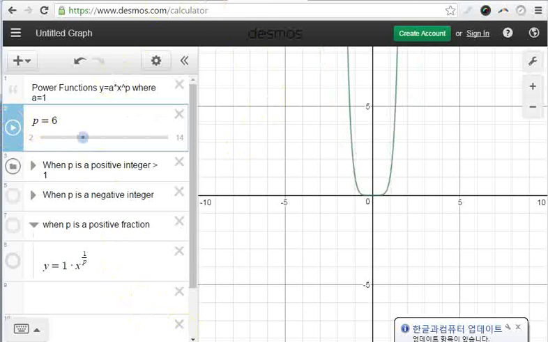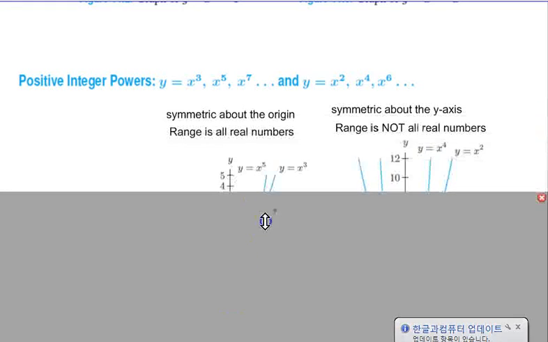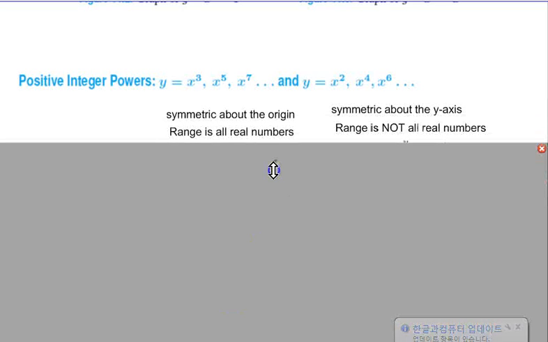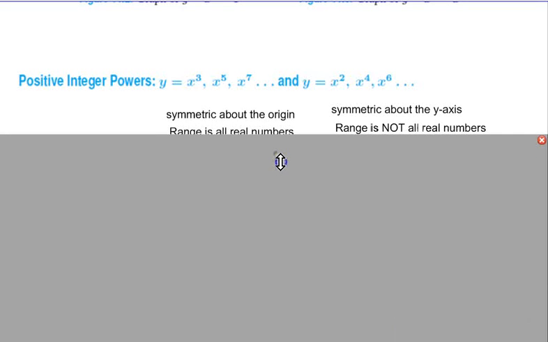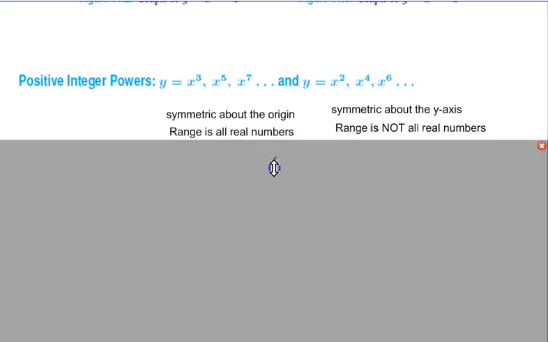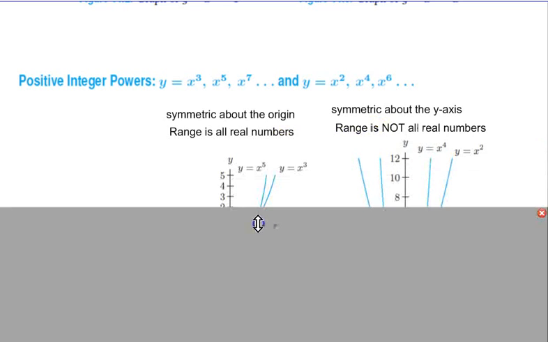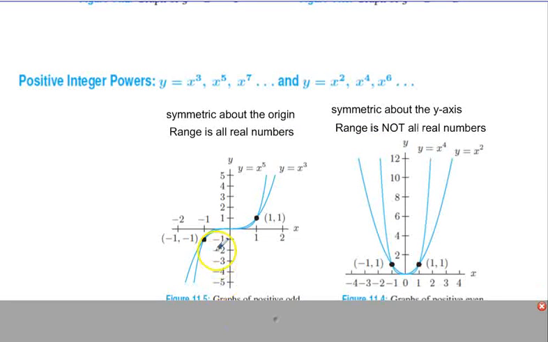And so going back to our notes, we can say that when p is an odd number, the graph is symmetric about the origin and the range is all real numbers. And when p is an even integer, it's symmetric about the y-axis and the range is not all real numbers. Okay, and this is an example.